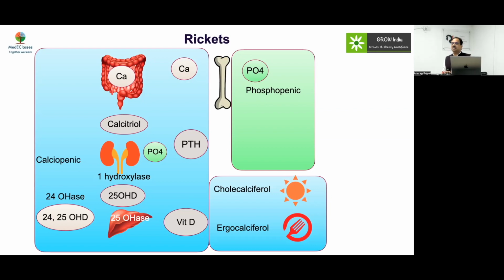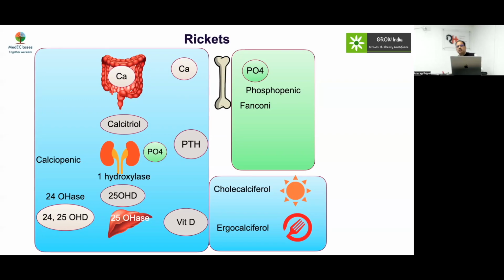If your phosphorus is high with rickets, there are only two conditions you're thinking of: renal failure or a pseudohypoparathyroidism. So phosphorus deficiency is common, but if it is because of secondary hyperparathyroidism, then you will have the calciopenic rickets. While if it's because of a primary tubular pathology, your PTH will not be high, you will basically have a phosphopenic form of rickets.